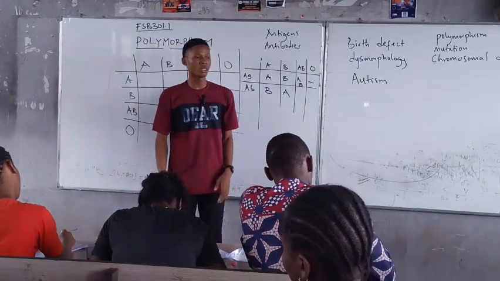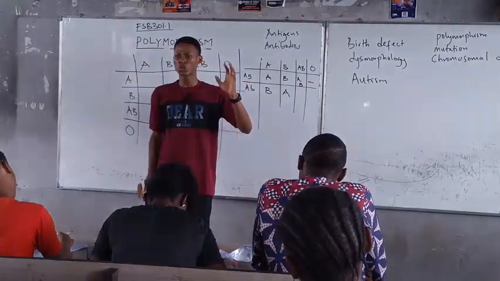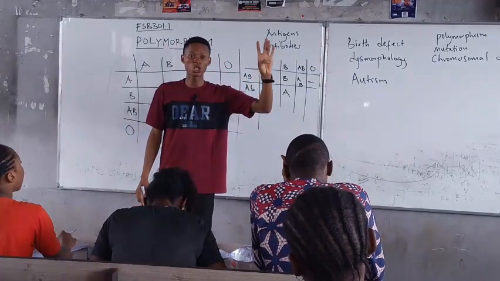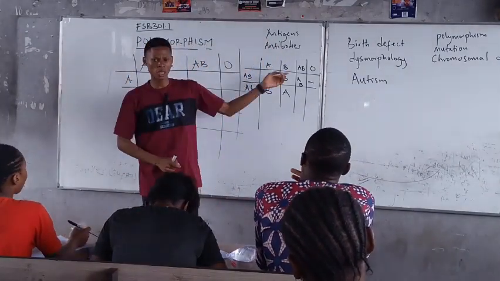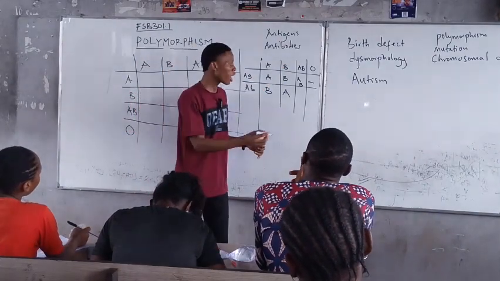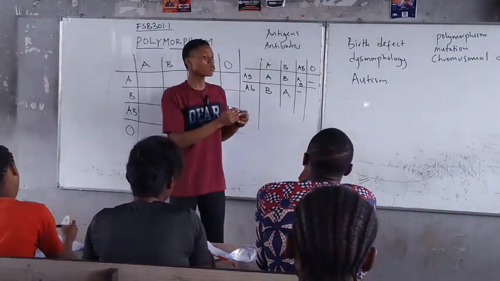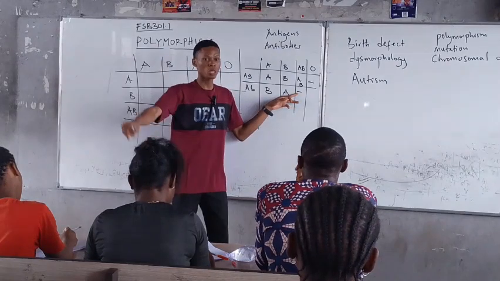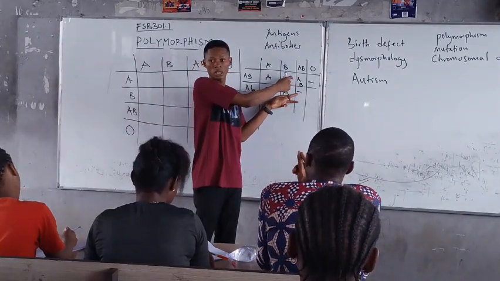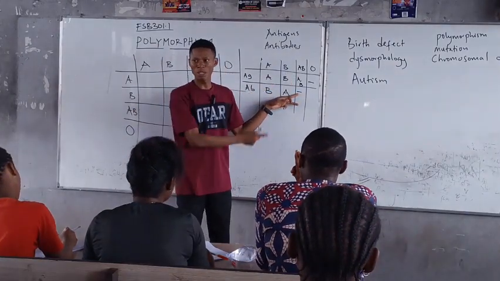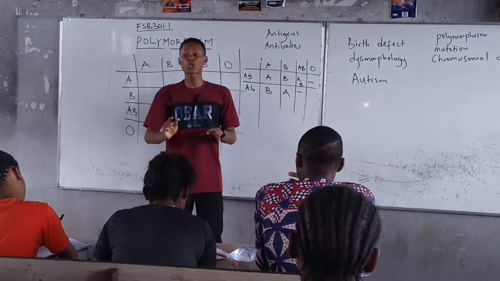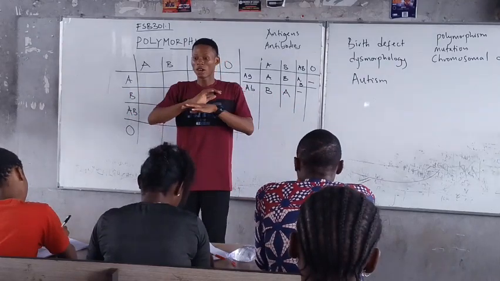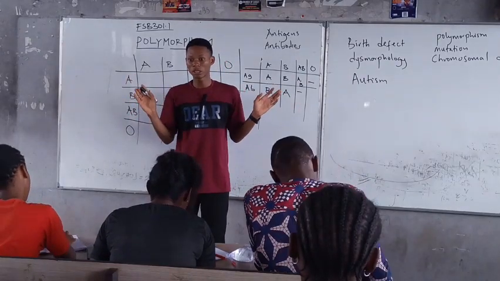Now, blood group AB. In blood group AB, what antigens do we have? Antigen A and antigen B. Good. What antibody does this person have? No antibody. Because if this person has antibody A, it will go and fight against antigen A. If this person has antibody B, it will go and fight against antigen B. So for peace to reign, nobody should have antibody.